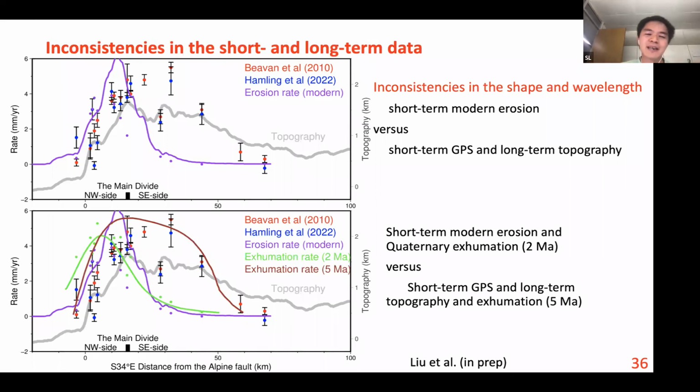Next, we add the exhumation rate within 2 million years ago and 5 million years ago, as shown by the green dots and the brown curve. We can see that the short-term GPS, these dots, the long-term topography, the gray line, and the exhumation within the last 5 million years, the brown line, have a very similar spatial pattern. But the exhumation during the Quaternary and the modern erosion don't.